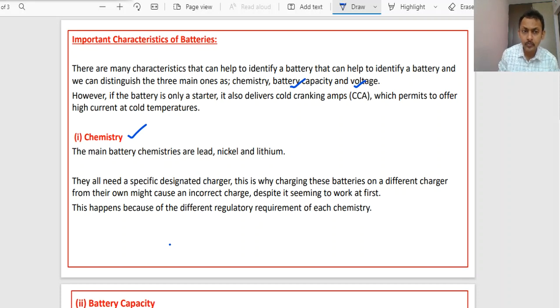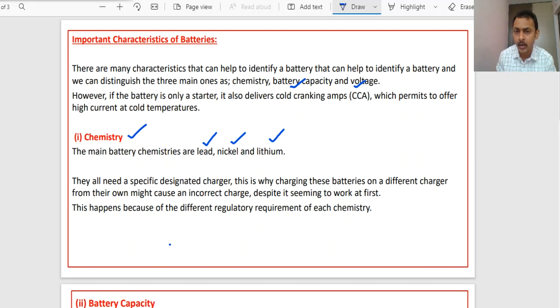So here, with respect to the chemistry, the main battery chemistries are, as we have discussed in our primary cells and secondary cells, lead, nickel or lithium. Now, depending upon their chemistry, they need a separate designated charger for charging, because these batteries cannot be charged on different chargers, which may differ in their current rating.